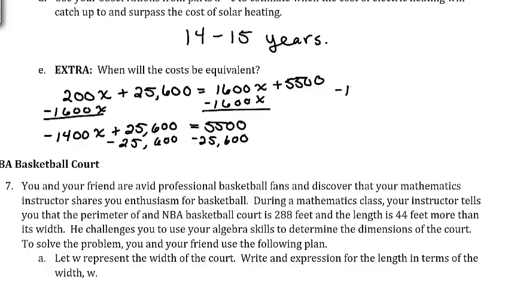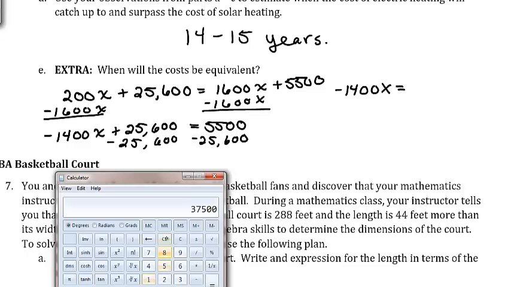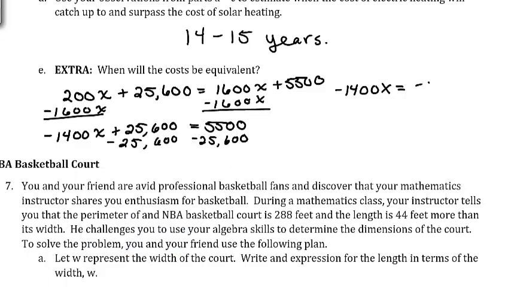And so we'll have the negative 1400x. And I'm going to do this on my calculator. So we have 5,500 minus 25,600. And that gives us a negative 20,100.